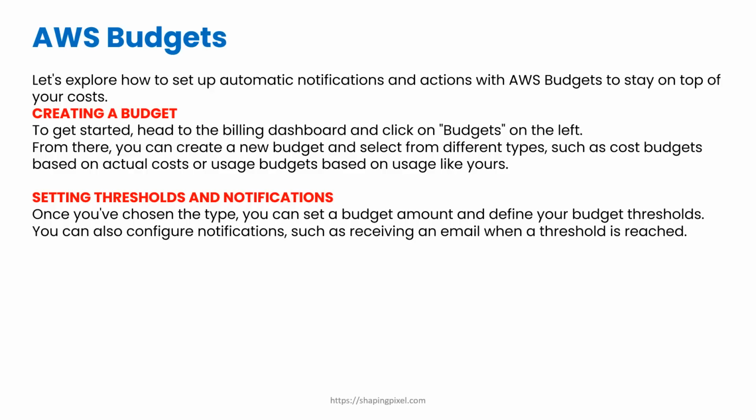AWS budgets. Let's explore how to set up automatic notifications and actions with AWS budgets to stay on top of your costs. To get started, head to the billing dashboard and click on budgets on the left. From there, you can create a new budget and select from different types such as cost budgets based on actual costs or usage budgets based on usage. Once you have chosen the type, you can set a budget amount and define your budget thresholds. You can also configure notifications such as receiving an email when a threshold is reached.